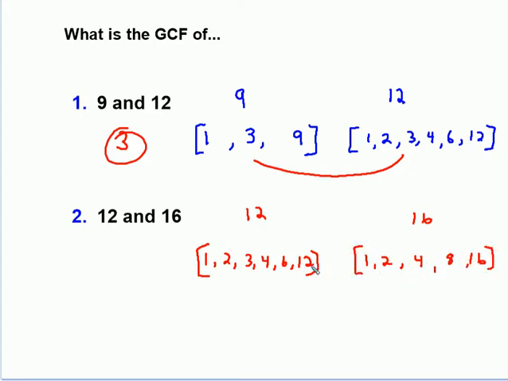Now, the greatest number that they have in common is what? 2? 4. 4 is the greatest number they have in common. So 4 is the greatest common factor of 12 and 16.